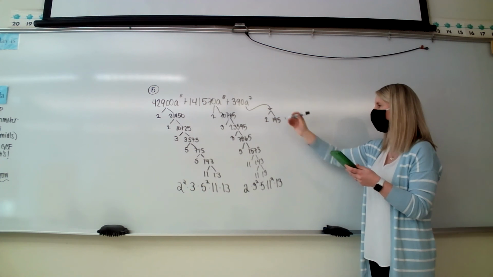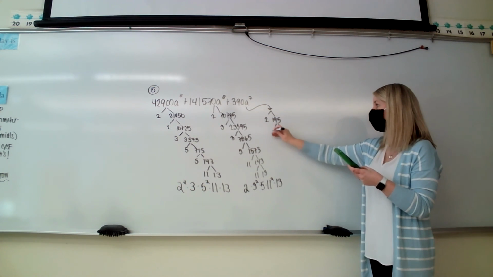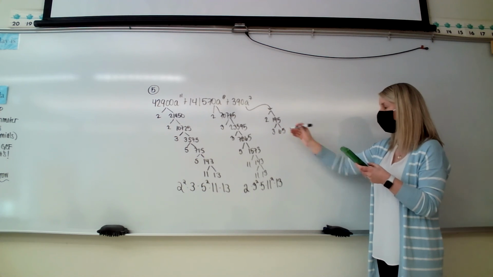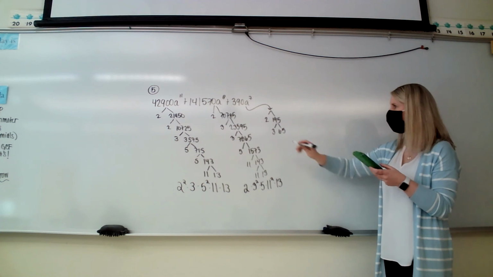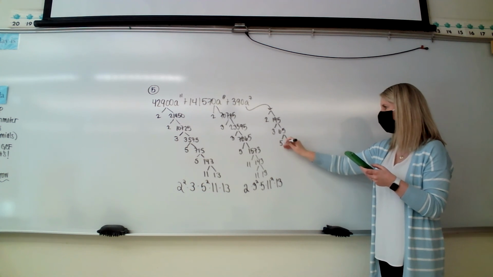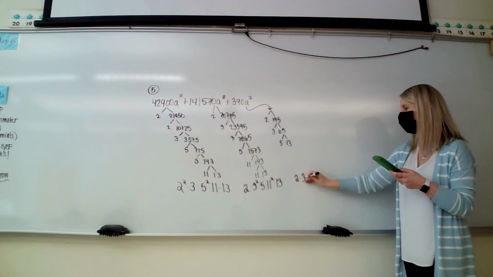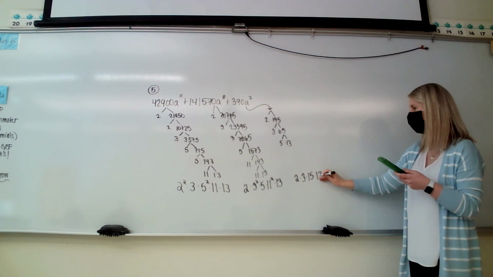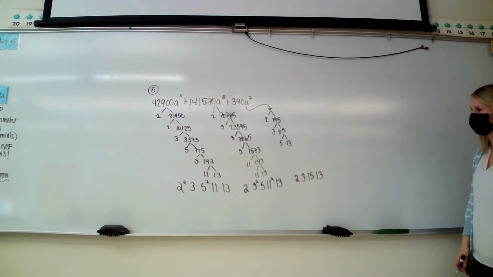2 times 195. 195, is that divisible by 3? It is. 3 times 65. 65, that's not divisible by 3, but it is by 5. 5 times 13. So that would be 2 times 3 times 5 times 13. Whew. Let's see what our GCF is after all that.